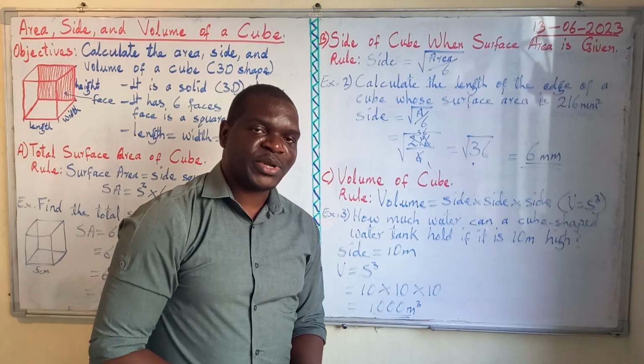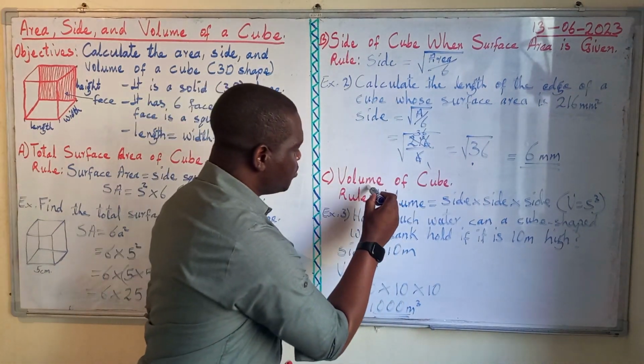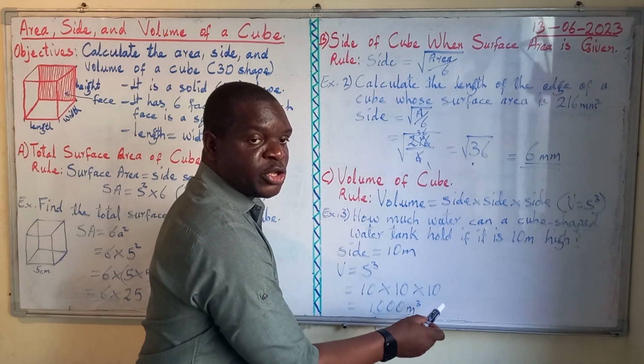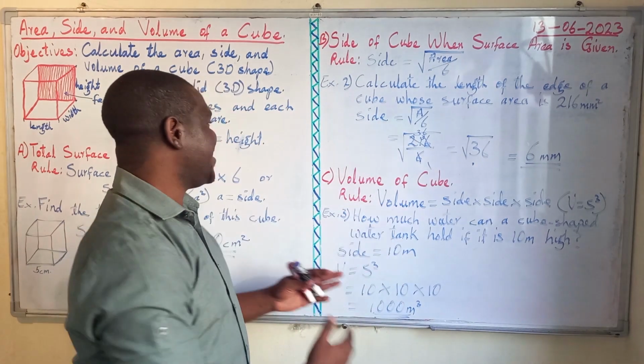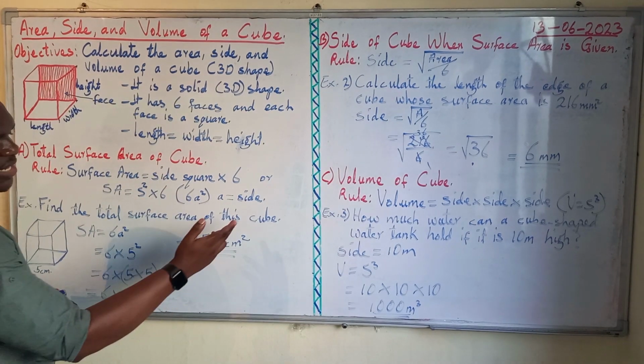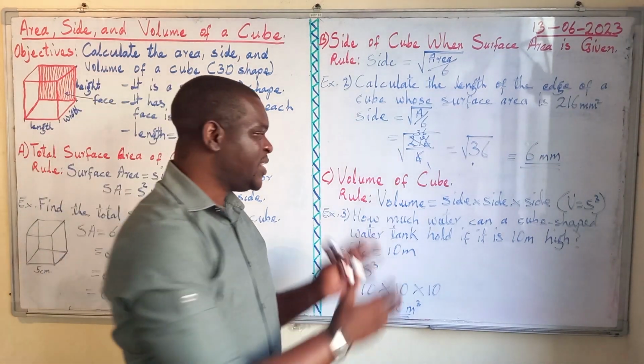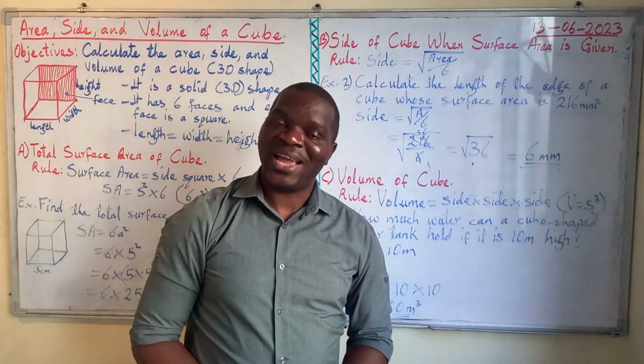One thing I would just want to emphasize here is that volume is measured in cubic units and not like area where it is measured in square units. So that's the difference, and this is what we had for you today.